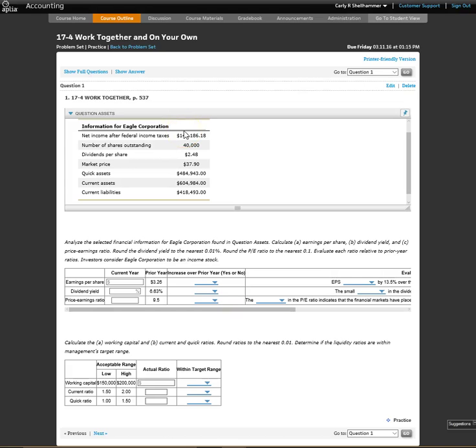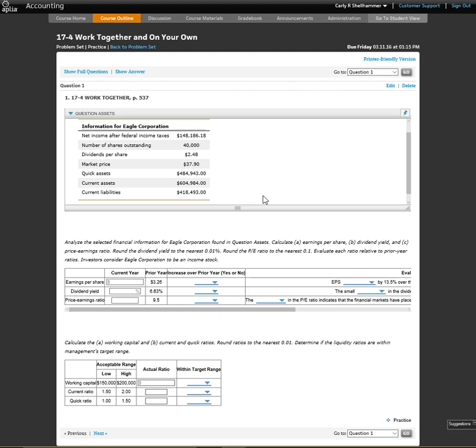All right, 17.4, work together. Analyze the selected financial information for Eagle Corporation found in question assets. Calculate A, earnings per share, B, dividend yield, and C, price earnings ratio. Round the dividend yield to the nearest 0.01%. Round the P/E ratio to the nearest 0.1. Evaluate each ratio relative to prior year ratios. Investors consider Eagle Corporation to be an income stock.